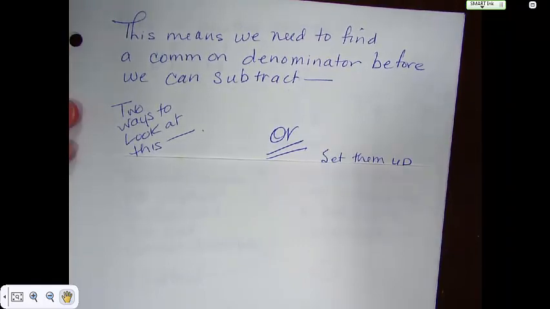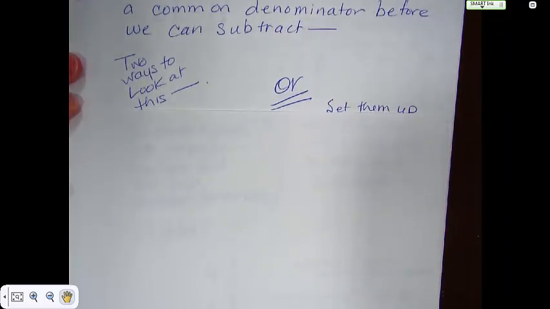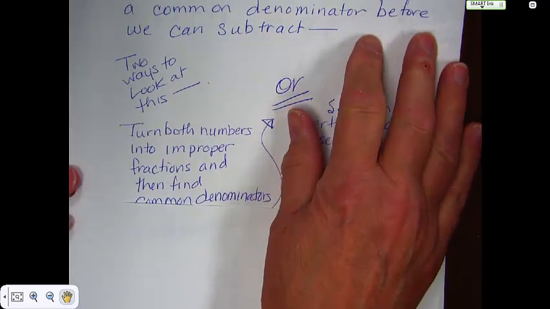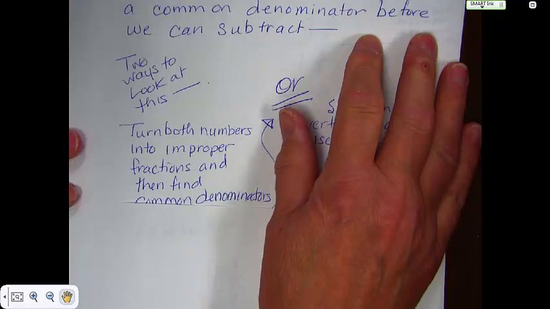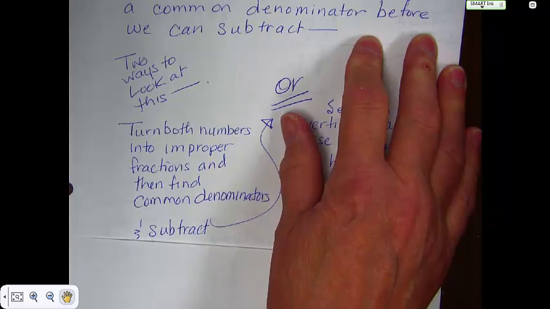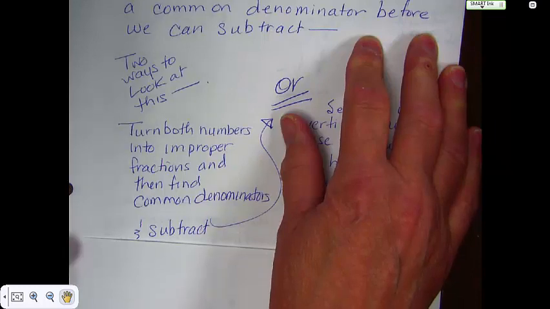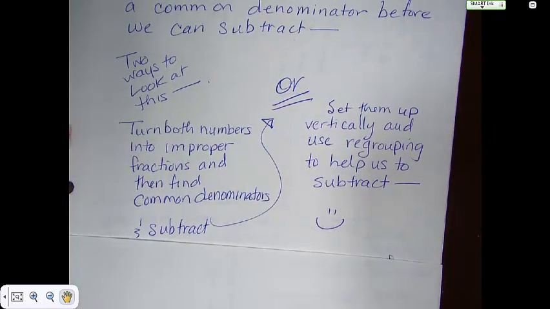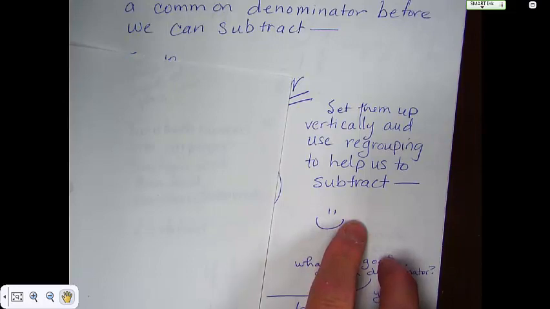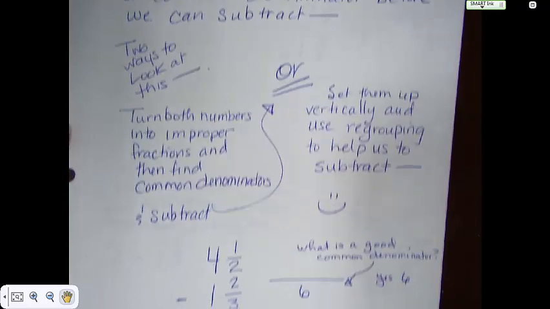There's 2 ways to look at this, okay? One of the ways to look at it is we could, on the left here, turn both numbers into improper fractions and then find common denominators, and then you could subtract, which is kind of a long drawn out process, but it works if you're in a pickle and can't figure out what else to do. Okay, the other side over here is to set them up vertically and use regrouping to help us subtract. This is a quicker way to do it, and once you get the hang of it, you'll want to use it all the time. Okay, so here we go.